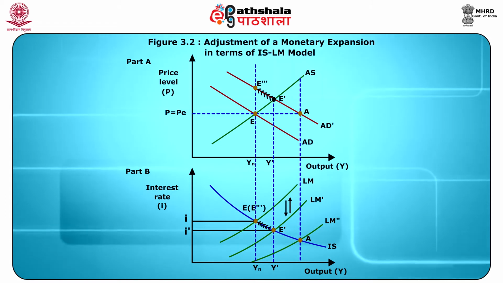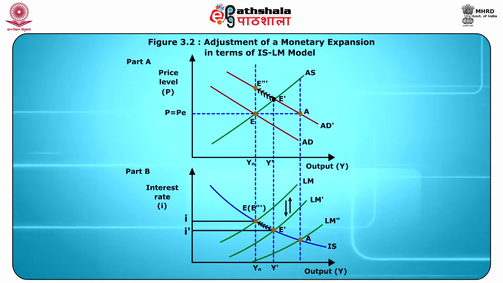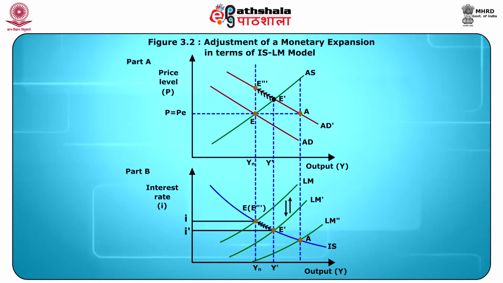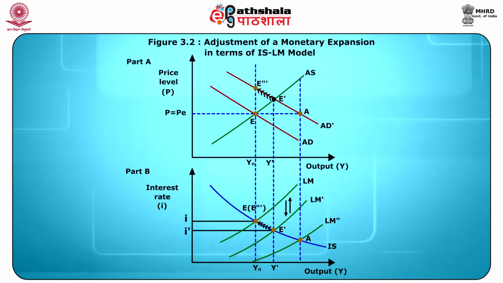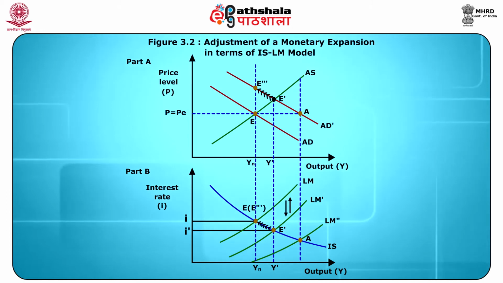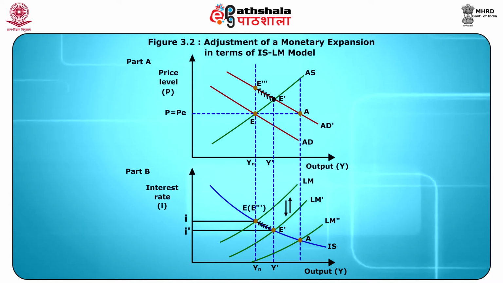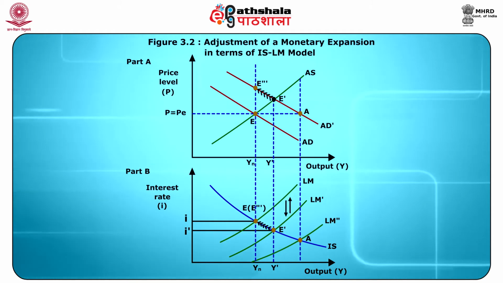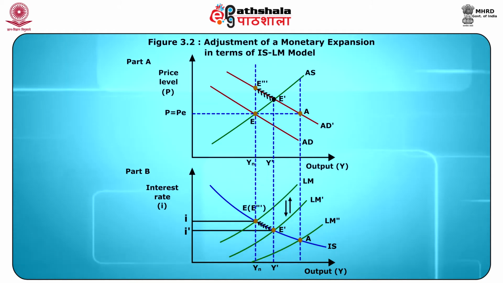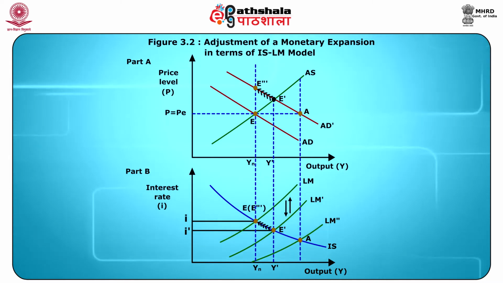Thus, the net effect shows there is no change in real money supply as the expansion in the nominal money supply is completely reversed by the increase in the price level. In the long run, the LM curve returns to its original level with no change in the rate of interest. However, in the short run, a monetary expansion causes a decline in the interest rate from I to I dash and a temporary increase in output from Yn to Y dash.